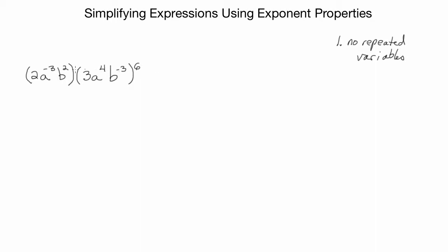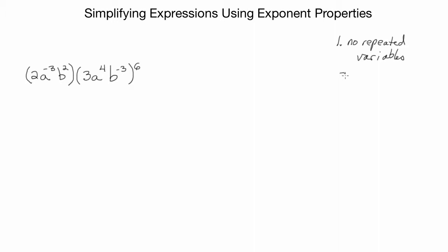So when I look at this expression, I have an a variable there, an a variable there, I have a b there, and a b there. My final result when I simplify it, I should only have one a and one b. So that's the first step. I need to make sure there's no repeated variables.